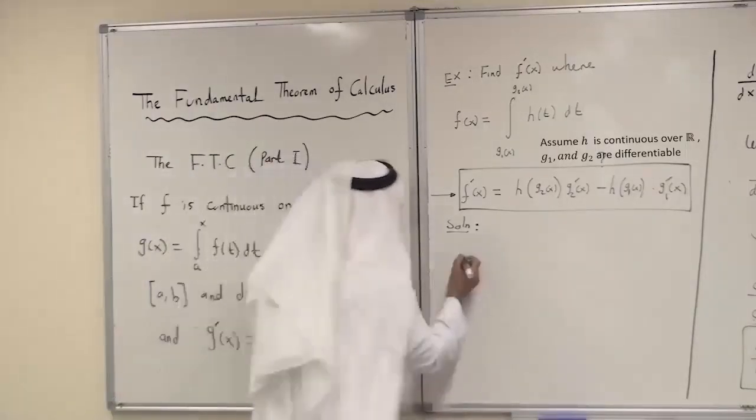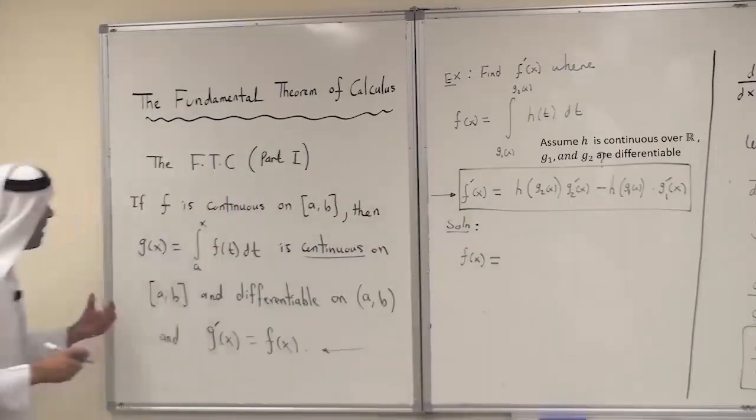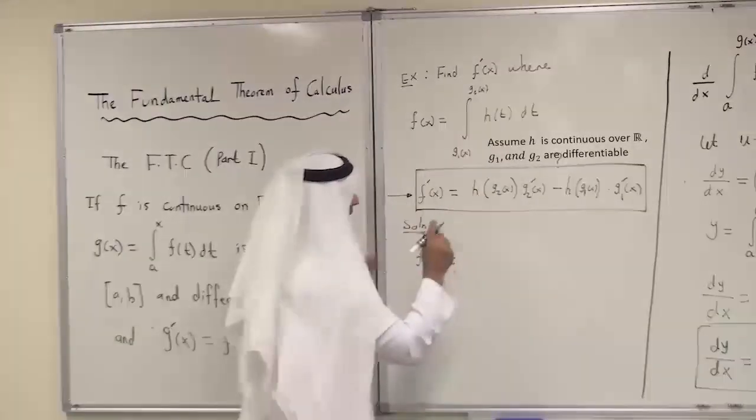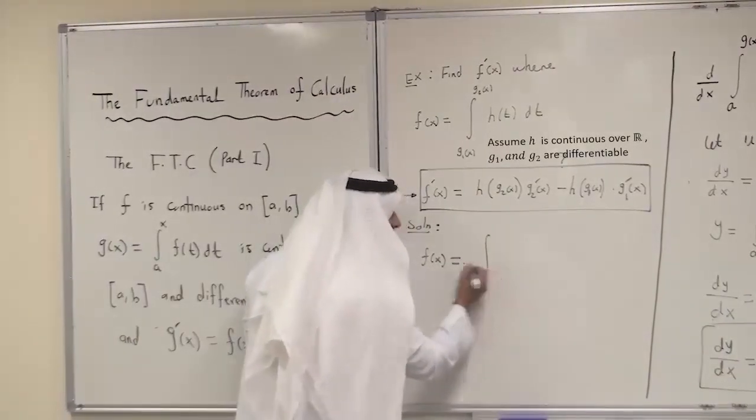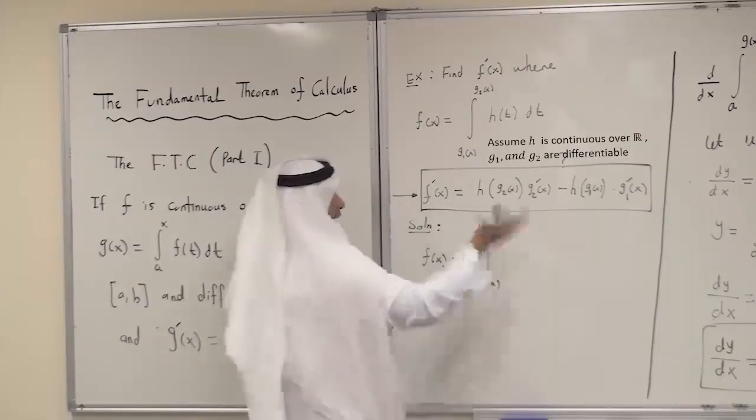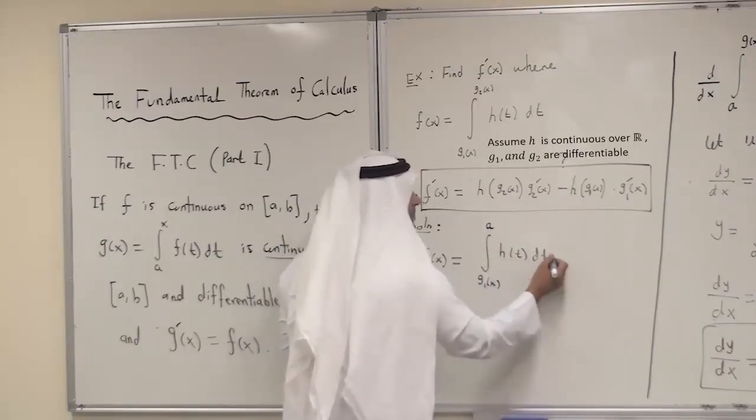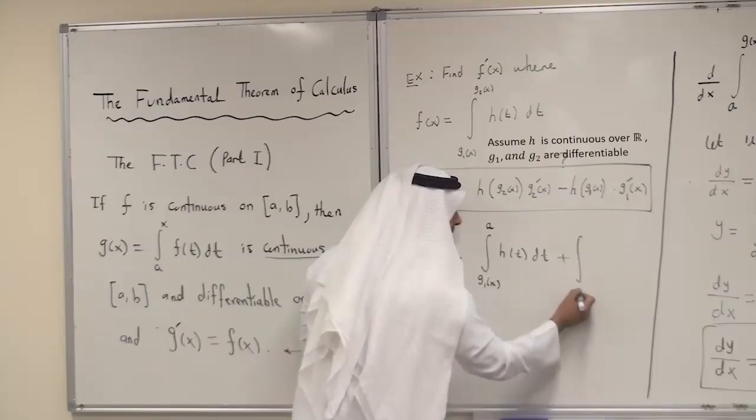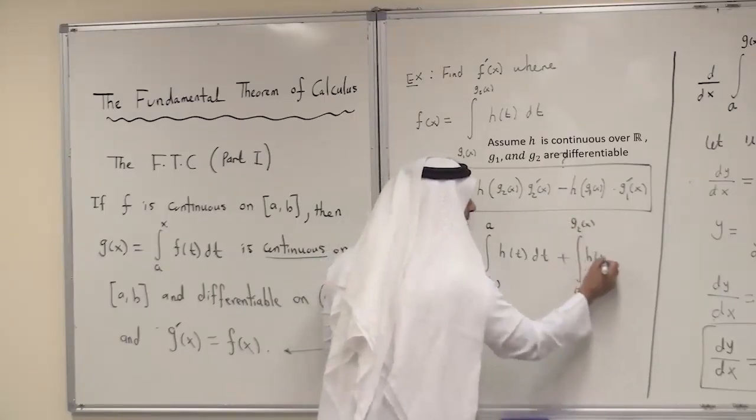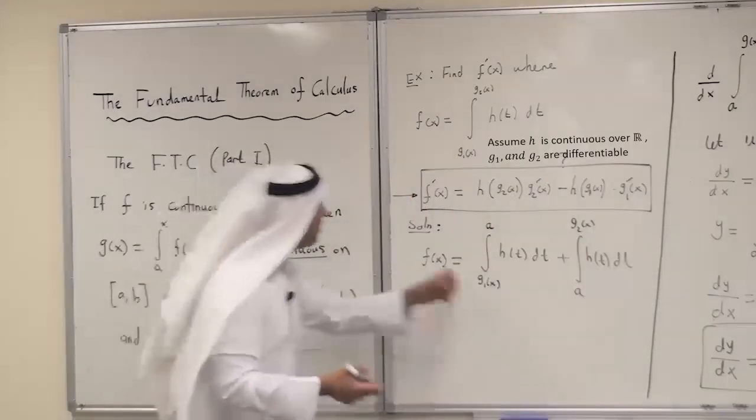How to do this? Usually we need to use the basic things we have. The basic thing we have is this, the integral from a to x of f of t dt. So I need to reform this. Using the properties of integral, I can write this one as the integral from g1 of x up to a certain number, call it a, whatever it is, of h of t dt, plus the integral from a to g2 of x of h of t dt. Then we are done with these 2 things.